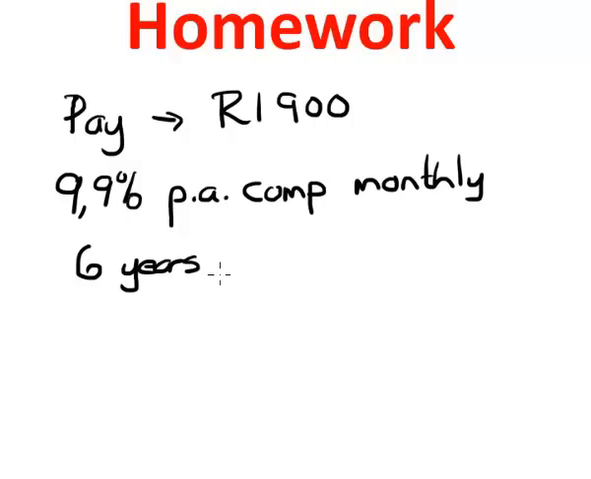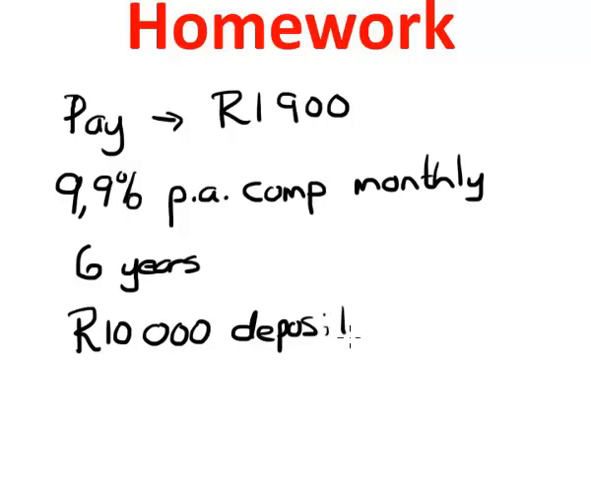If he has a 10,000 Rand deposit, here's a little twist to your question. If he has 10,000 Rand for deposit, what value car can he afford? So what price range can he look at? Okay, so he can pay 1,900 Rand, 9.9% per annum compounded monthly. He has to pay it off in 6 years, and he has a 10,000 Rand deposit.